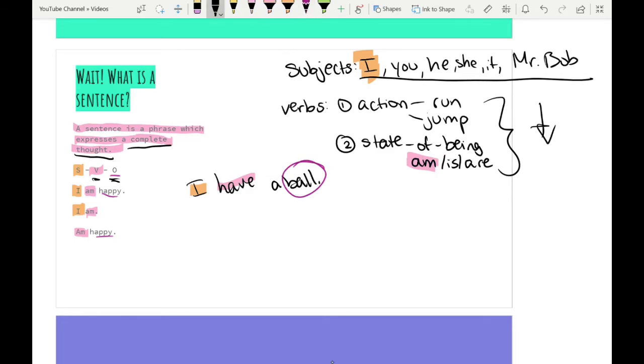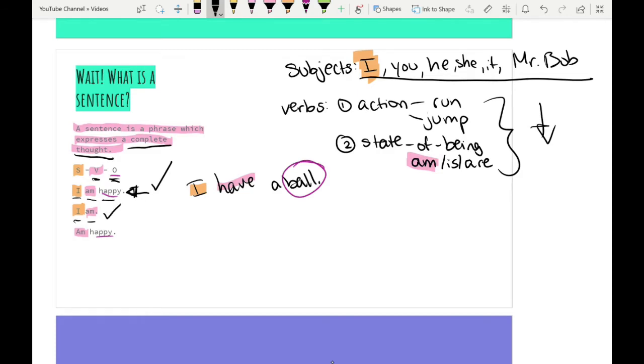Now if we take a look at these two, "I am happy." Is that a full sentence? Yes, that is a full sentence. It expresses a complete thought. We have our subject, I, we have the verb, it's am, and we have the thing that we are, happy, right? If we take a look at our second one and we look at "I am," is that a complete sentence? Yes, that is a complete sentence.